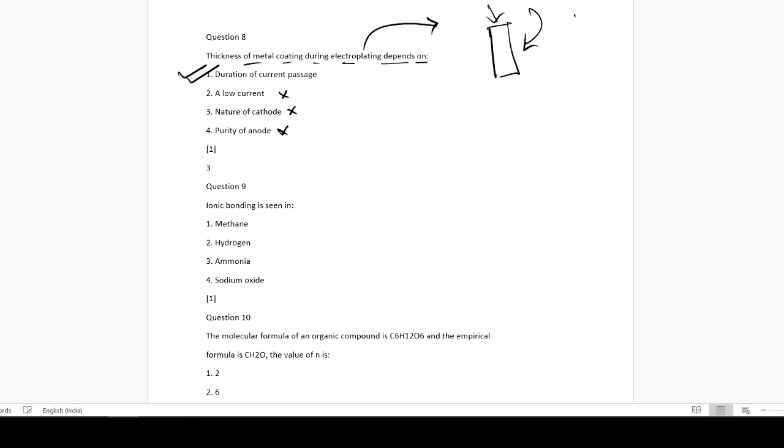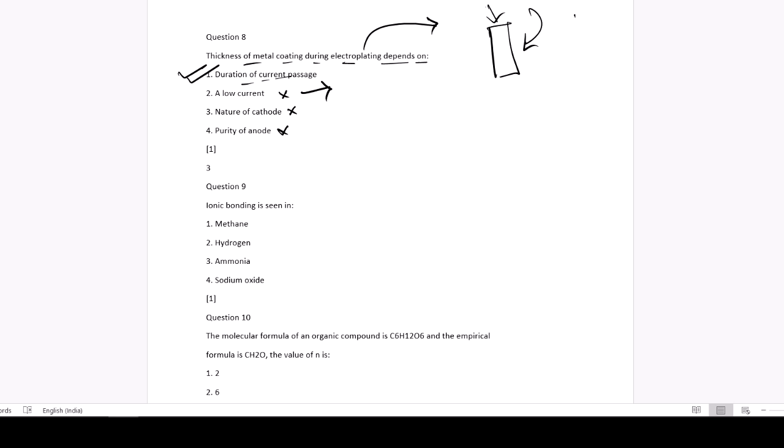So neither on the purity, nor on the nature of cathode, nor on the low current does the thickness depend, but on the duration of current passage, meaning how much time we have passed the current through that. The low current confirms the uniform deposition but not the amount of deposition. The amount of deposition depends on the amount of current and the duration of current we are passing. So the answer will be duration of current passage according to me.